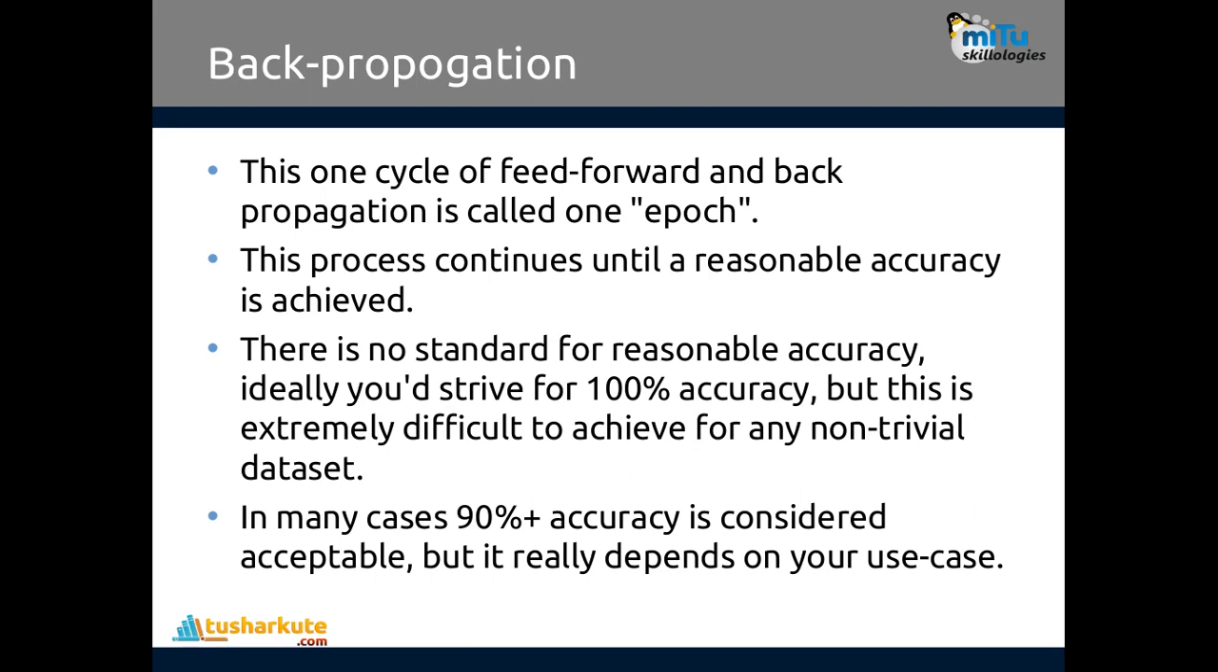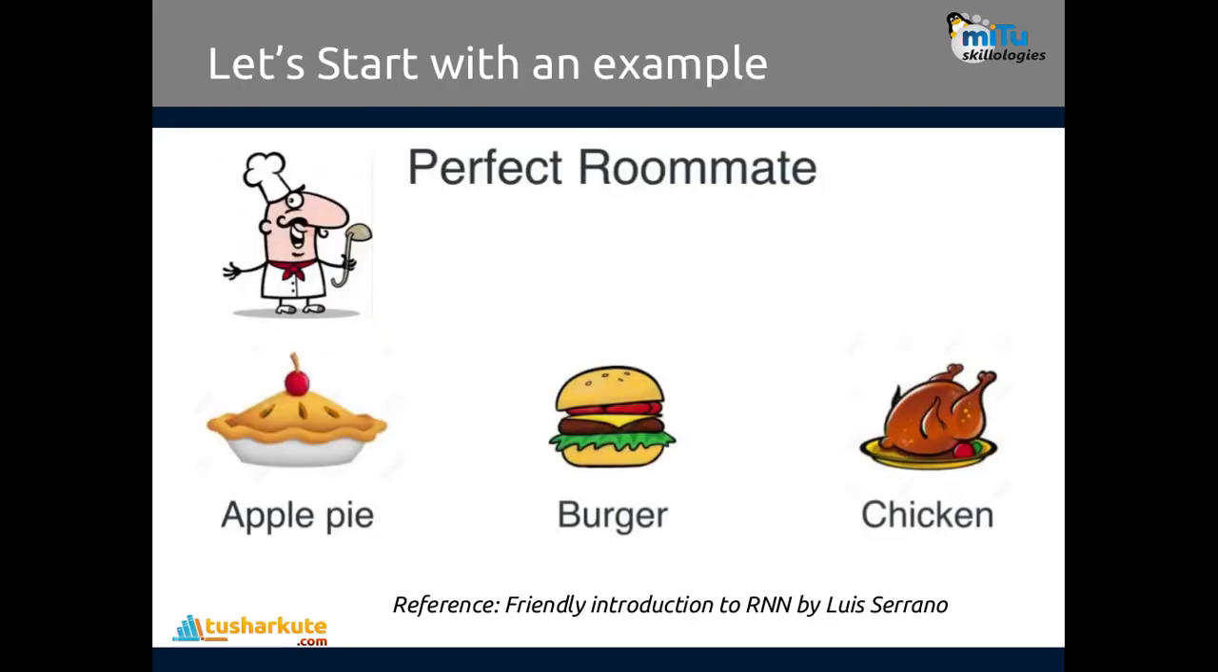So the value of epoch can be specified by the user who creates the neural network. There is no standard for reasonable accuracy. Ideally we try to achieve 100% accuracy, but this is extremely difficult to achieve for any non-trivial data set. In many cases 90% accuracy is considered acceptable, but it really depends upon your use case. Okay, that's how the neural network theoretically works.